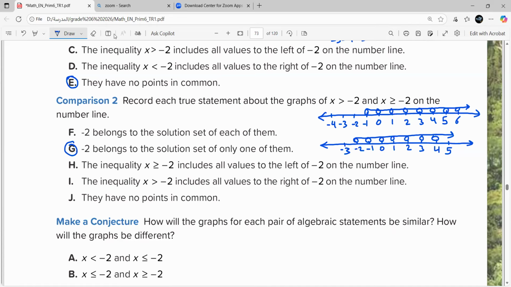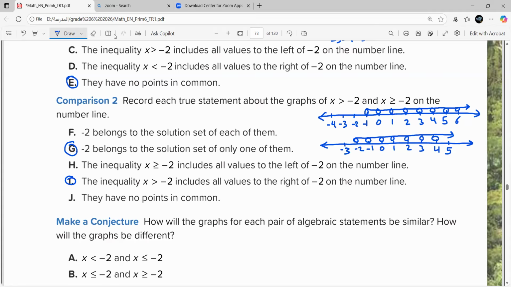The inequality x greater than negative 2, the second one, includes all values to the left of negative 2 on the number line. Is this correct? No, x greater than, so the values to the right, not to the left. So this is the wrong one. The inequality x greater than negative 2 includes all values to the right of negative 2 on the number line. Yes, this is correct.